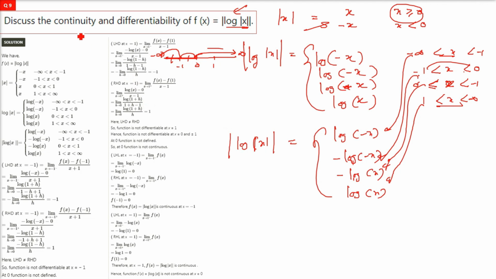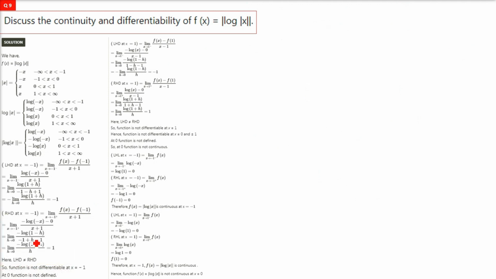Okay? So we have to check the continuity and the differentiability for all these points. Basically, we have to check it for negative 1, 0 and 1. You have to do it for all of them. Please remember. I'll do this for one of these and leave the others for you.